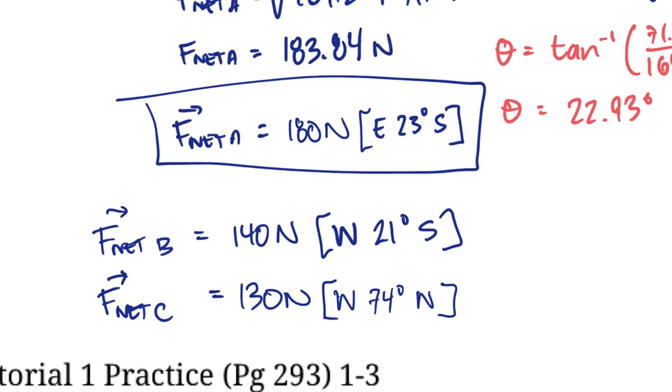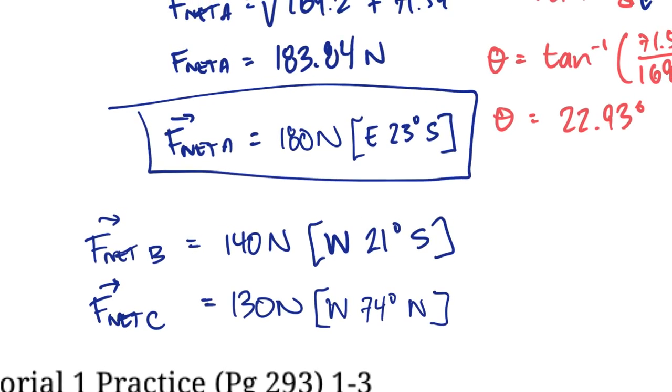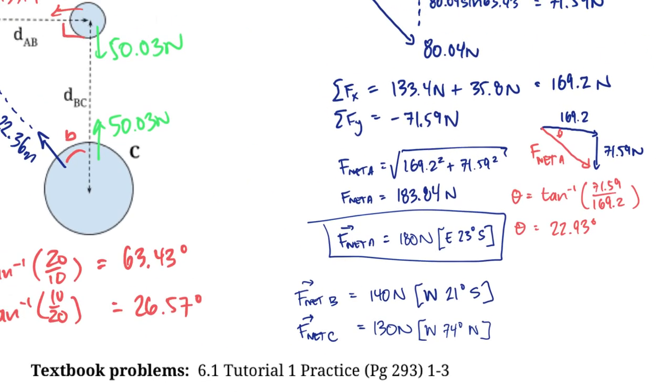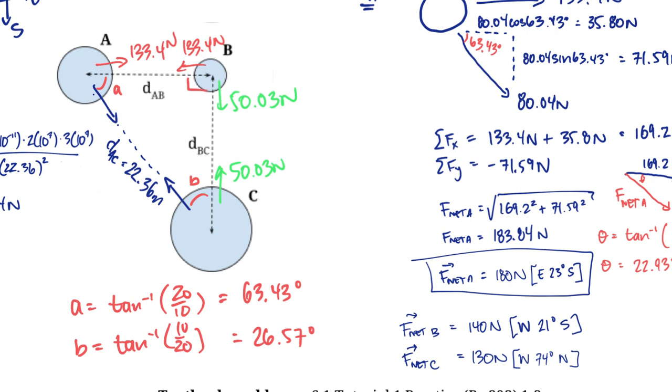So if you calculated the net force on B and the net force on C, you should have got these answers rounded to 2 significant digits. One thing that maybe you did realize to speed up your calculations is on B, you didn't need to break up either of these into the components. You already have the x component and the y component because there's no forces acting on an angle.